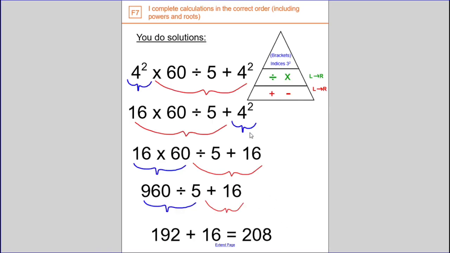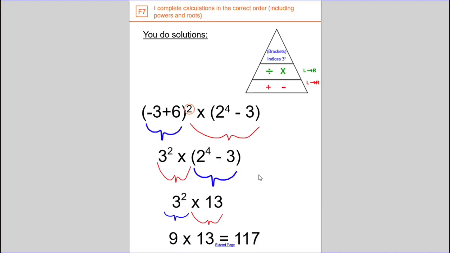Here's the solutions for the first question. So we're going to do 4 squared first, which is 16. Bring the rest of it down. 4 squared then is going to be 16. Bring the rest of it down. 16 times 60 is 960. Bring the rest of it down. Then we need to tackle the 960 divided by 5, which is 192. Bring the rest of it down. Add them together and you get 208.